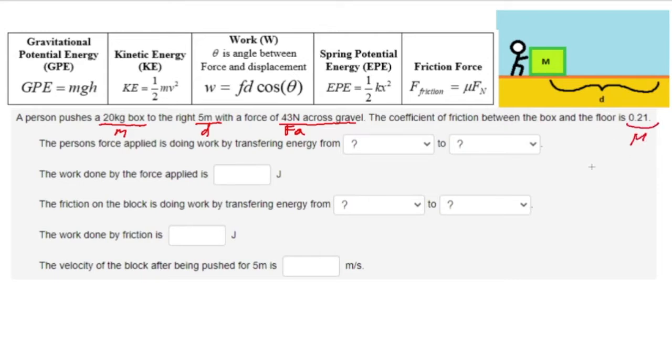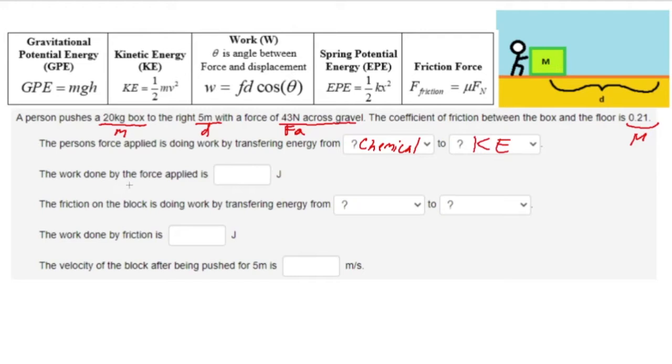Coefficient of friction is mu. And the first thing it wants us to do is figure out force applied is doing work by transferring energy from what to what. So anytime we're talking about a person, we're talking about the person's energy. And a person's energy comes from chemical energy. So they are transferring from chemical into, well, what is the box doing when they push it? It's moving. Because it's moving, it's transferring chemical into kinetic.